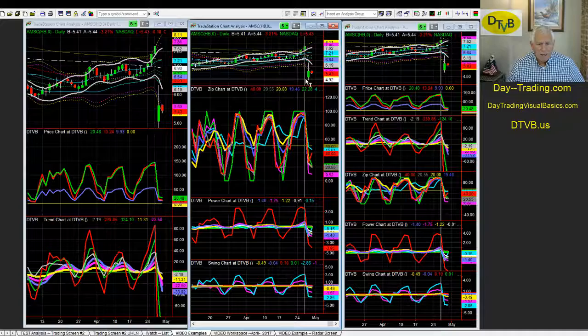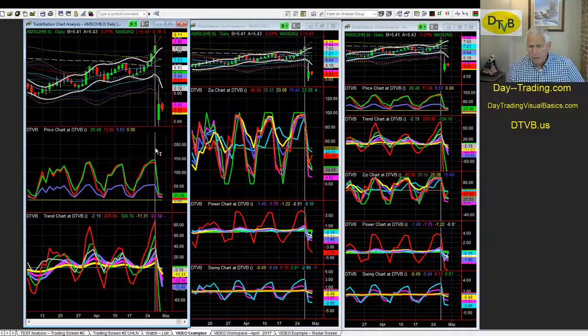In this example, let me start over here on the price chart. For the price chart right now, if you look on your data window, this is not visible to you right now, but you can see that price green is at 145 and price red is at 135.9.